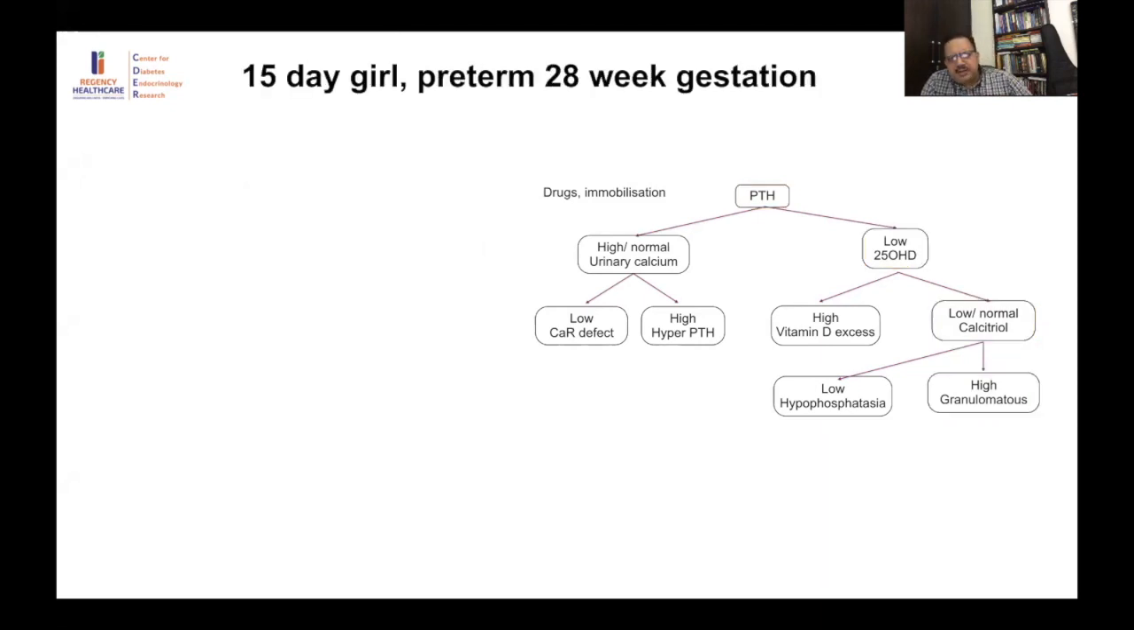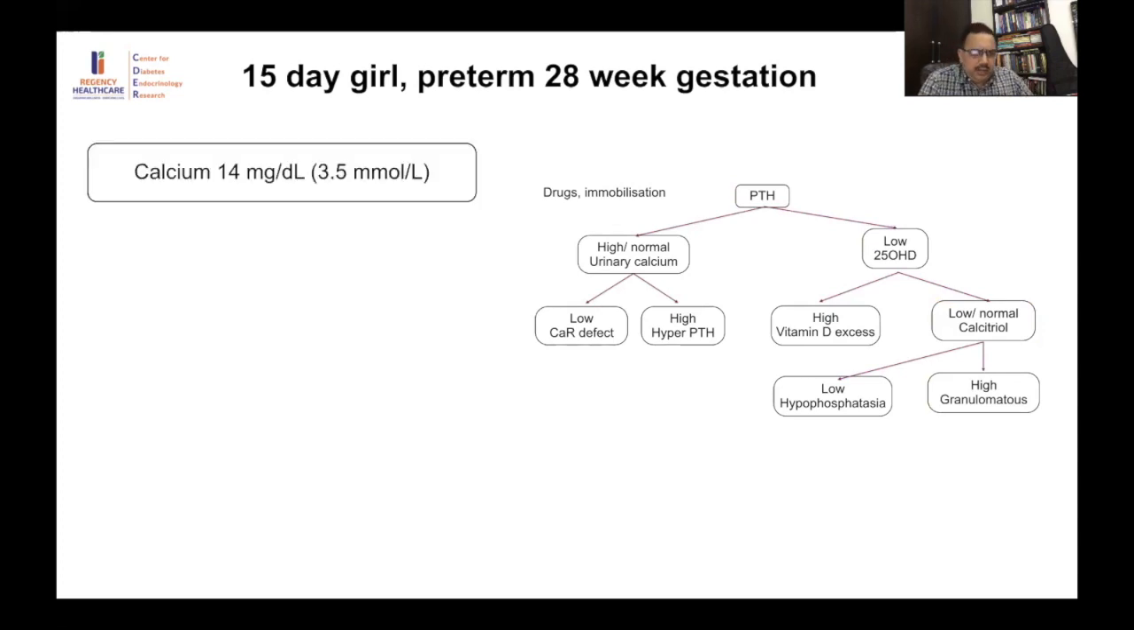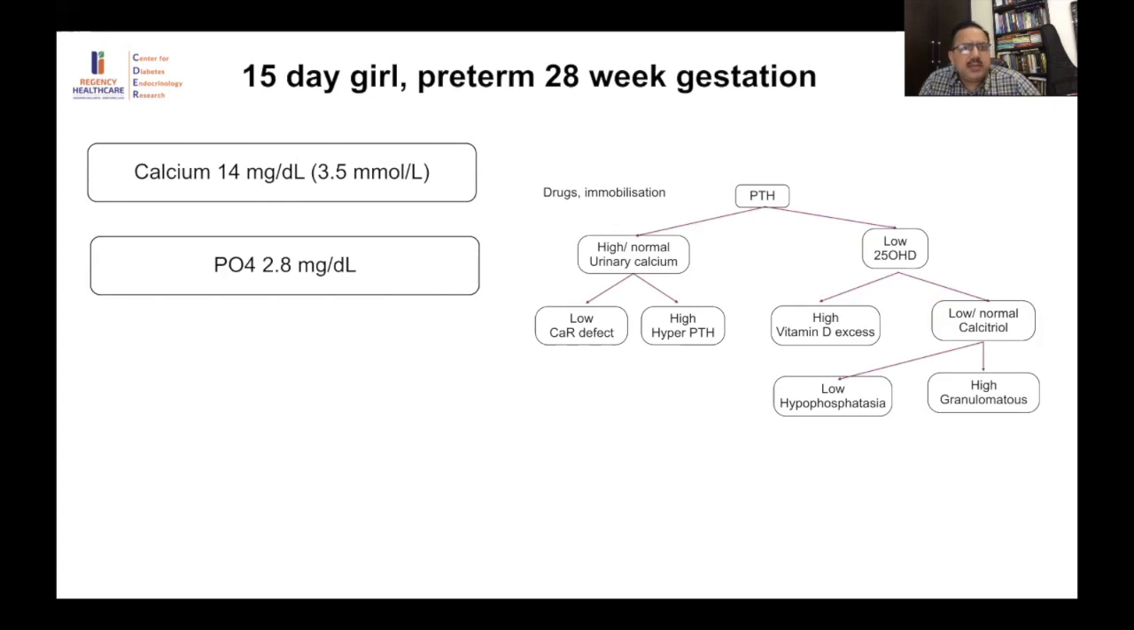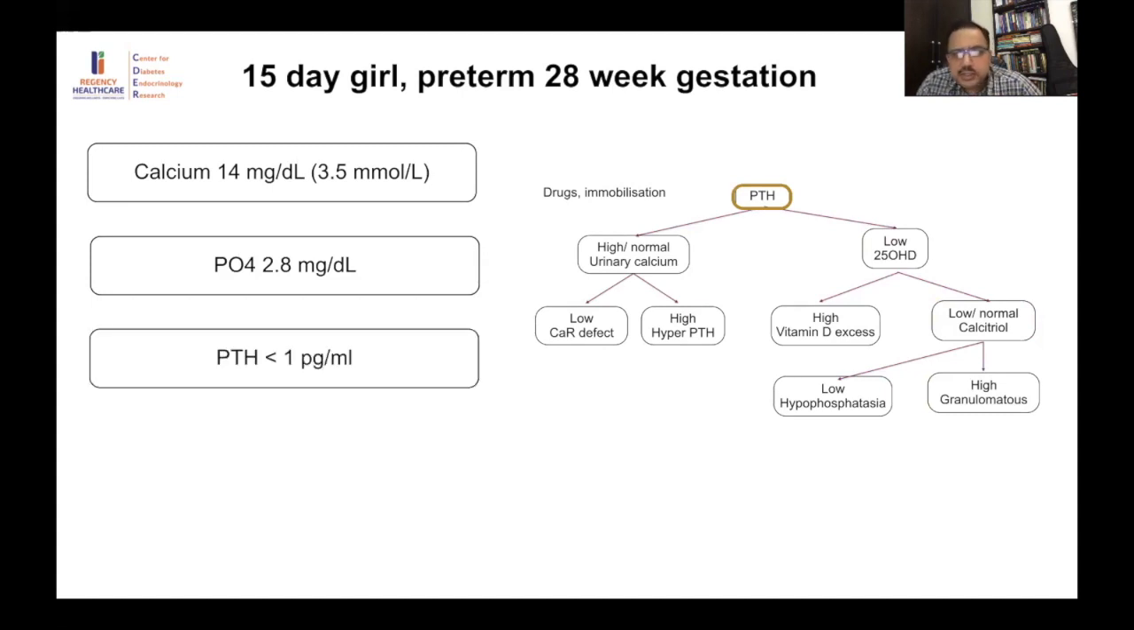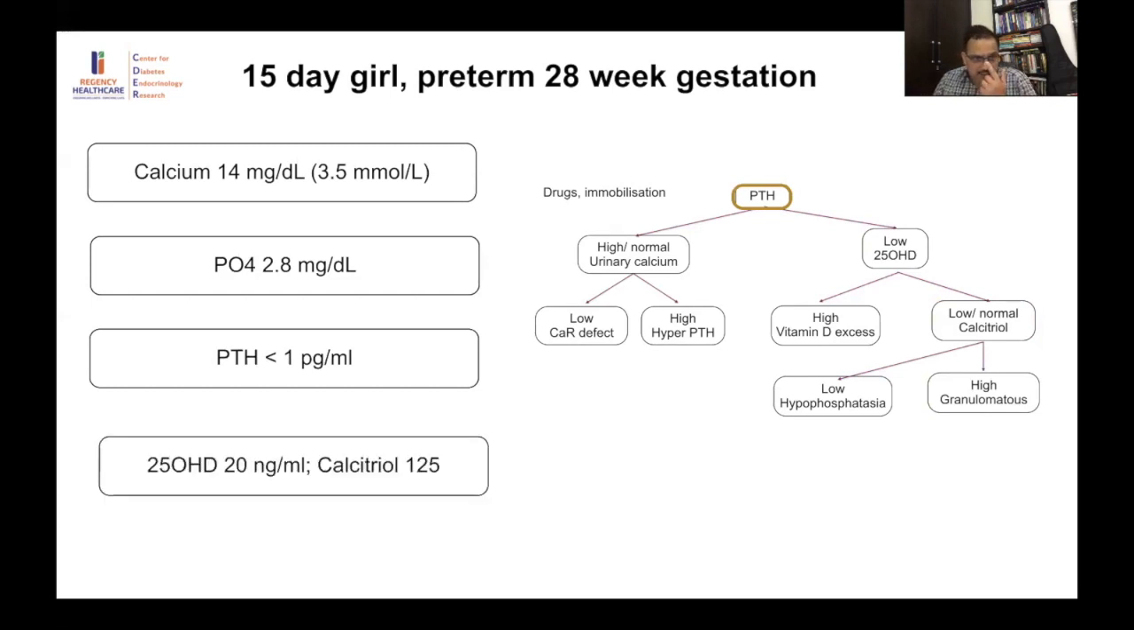Next, a 15-day-old girl, preterm, 28 weeks of gestation, and this is a very interesting case. What we are finding is that the child has hypercalcemia, and the phosphorus level is low. What we expect is that the PTH should be high. So this is hypercalcemia with hypophosphatemia, but the setting is a bit strange. It's a preterm delivery, 28 weeks of gestation. The PTH level was found to be low, so this is again a PTH independent cause. Vitamin D levels were low and calcitriol was increased. So this is a very interesting situation.